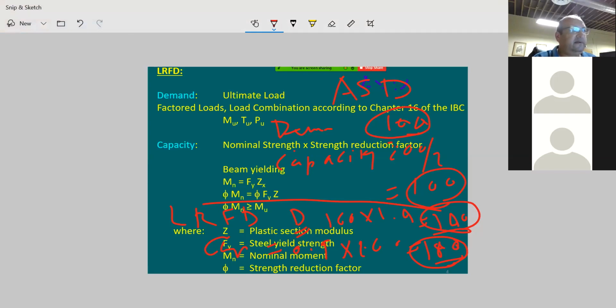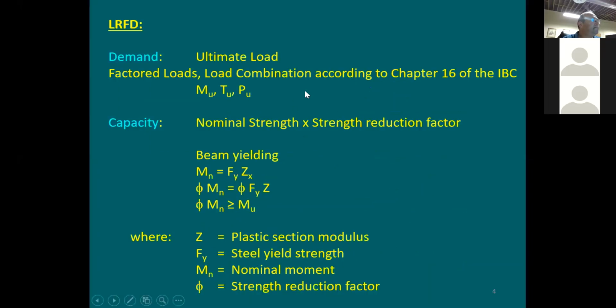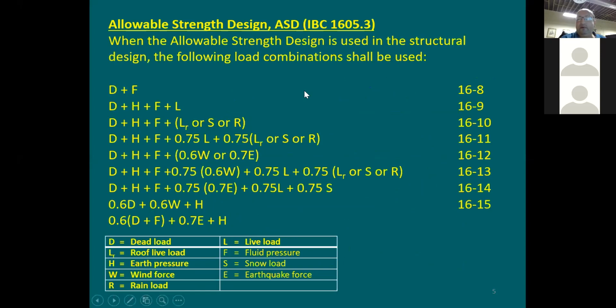So let's go back here to our business. All right, now load factors. Now I'd like to talk here about load factors. For load factors, as you see here, this is going to be based on the code. Now, which code? This is going to be based on the CBC and IBC. It's going to be based on the ASCE 7-16. You have all of these load factors. Here, D means dead load, here's the definition. F is going to be fluid pressure, like if you are doing a water tank or whatever, right?